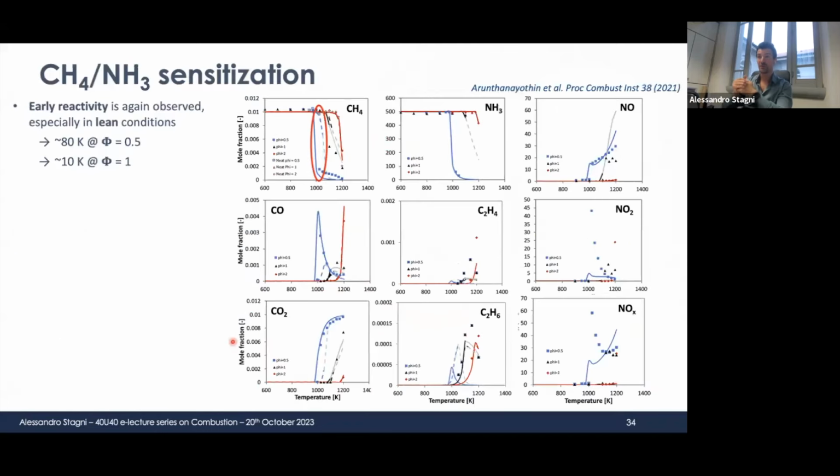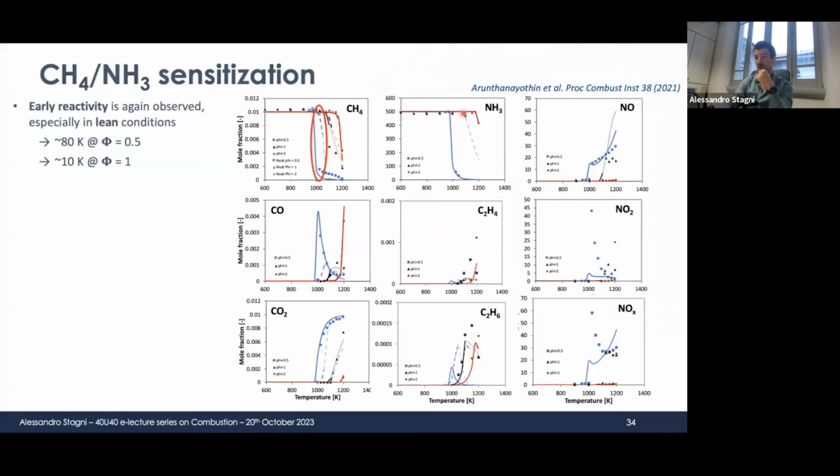What happens if we move from methane-NOx interaction to methane-ammonia? Well, we did experiments again with the help of CNRS-ICARE for the experimental part, and you can see that the early reactivity is again observed, although to a lower extent compared to ammonia-NOx. So we have an anticipation of reactivity of about 80 Kelvin at lean conditions and smaller, 10 Kelvin, at stoichiometric conditions, and no anticipation in rich conditions. And the interesting thing is that this was reasonably predicted also by the kinetic model.